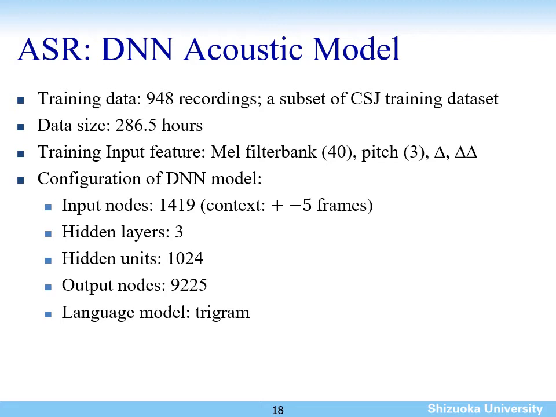Now, I would like to lightly describe the DNN acoustic model that is used as the ASR system in this research. The DNN-AM is trained using 948 clean recordings, which is a subset of the CSJ training dataset. It contains 286 hours of recordings in total. This model has a simple DNN structure similar to the VAD model.